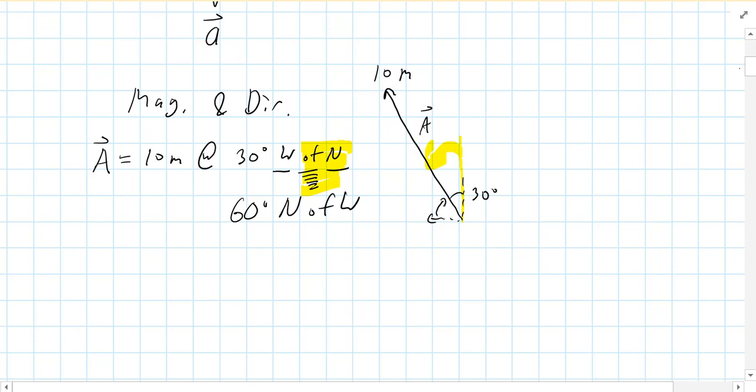So those two are equivalent. If I wrote 30 degrees west of north and 60 degrees north of west, that's the same answer. A few of you may write 120 degrees. Now, what does that mean?